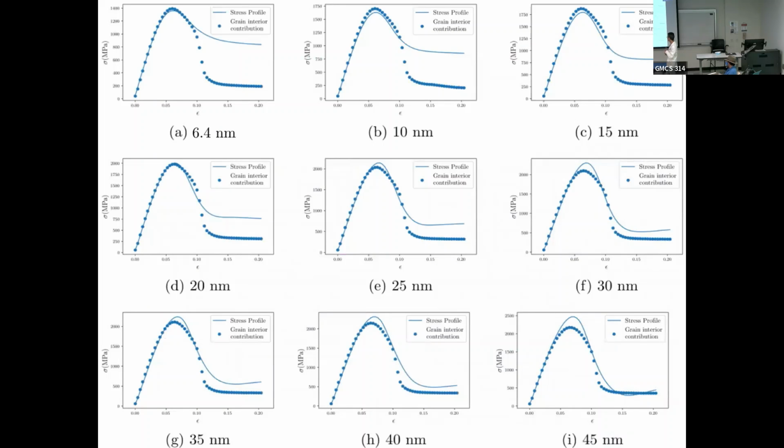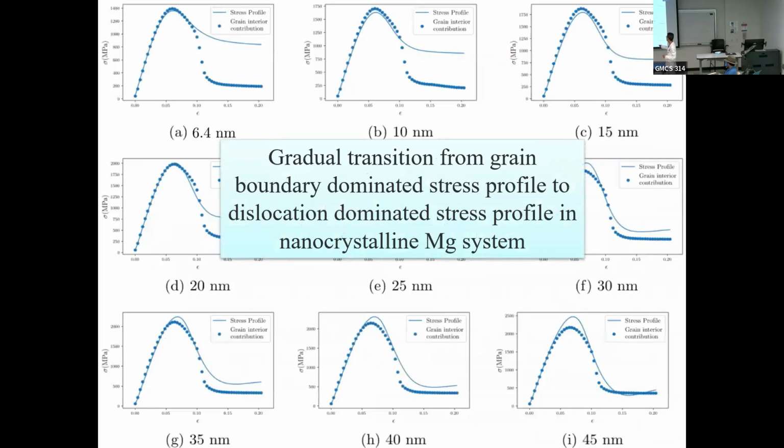Okay, so this tells the same story I just talked about, so I'm going to skip that. I just want to reiterate that there is a gradual transition from the grain boundary dominated deformation mechanism to the dislocation dominated deformation mechanism with increasing grain size. Even though the rough transition is approximately 20 to 25 nanometer, in fact, this transition is not abrupt. It is a gradual transition. Okay.